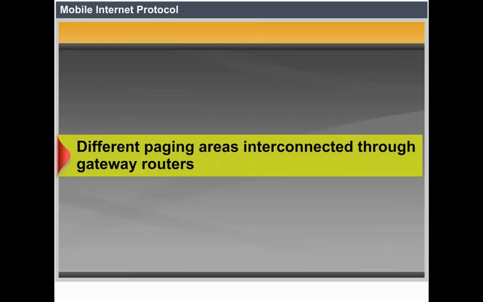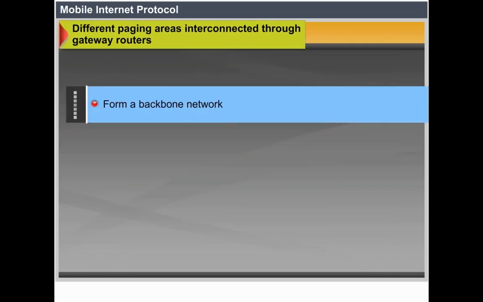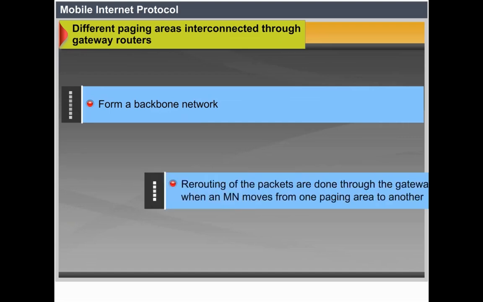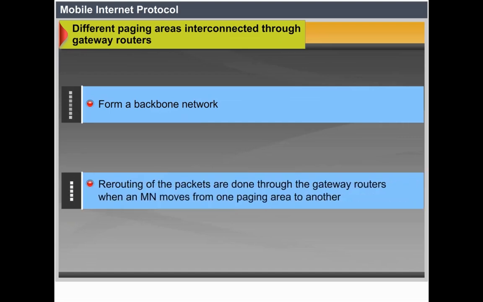Foreign agent assigns MNs to a router which supports the MNs of other home networks. Different paging areas interconnected through gateway routers form a backbone network. Rerouting of the packets is done through the gateway routers when an MN moves from one paging area to another.